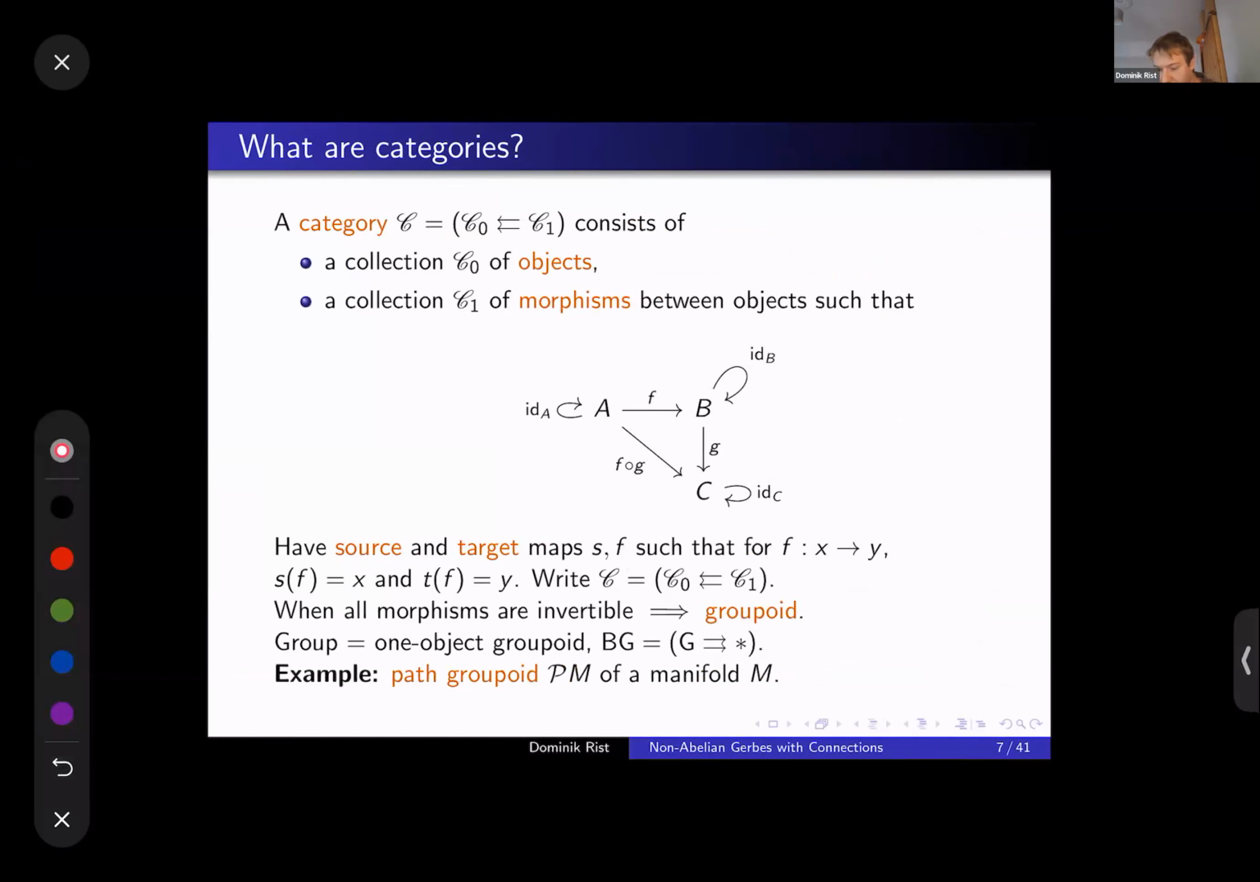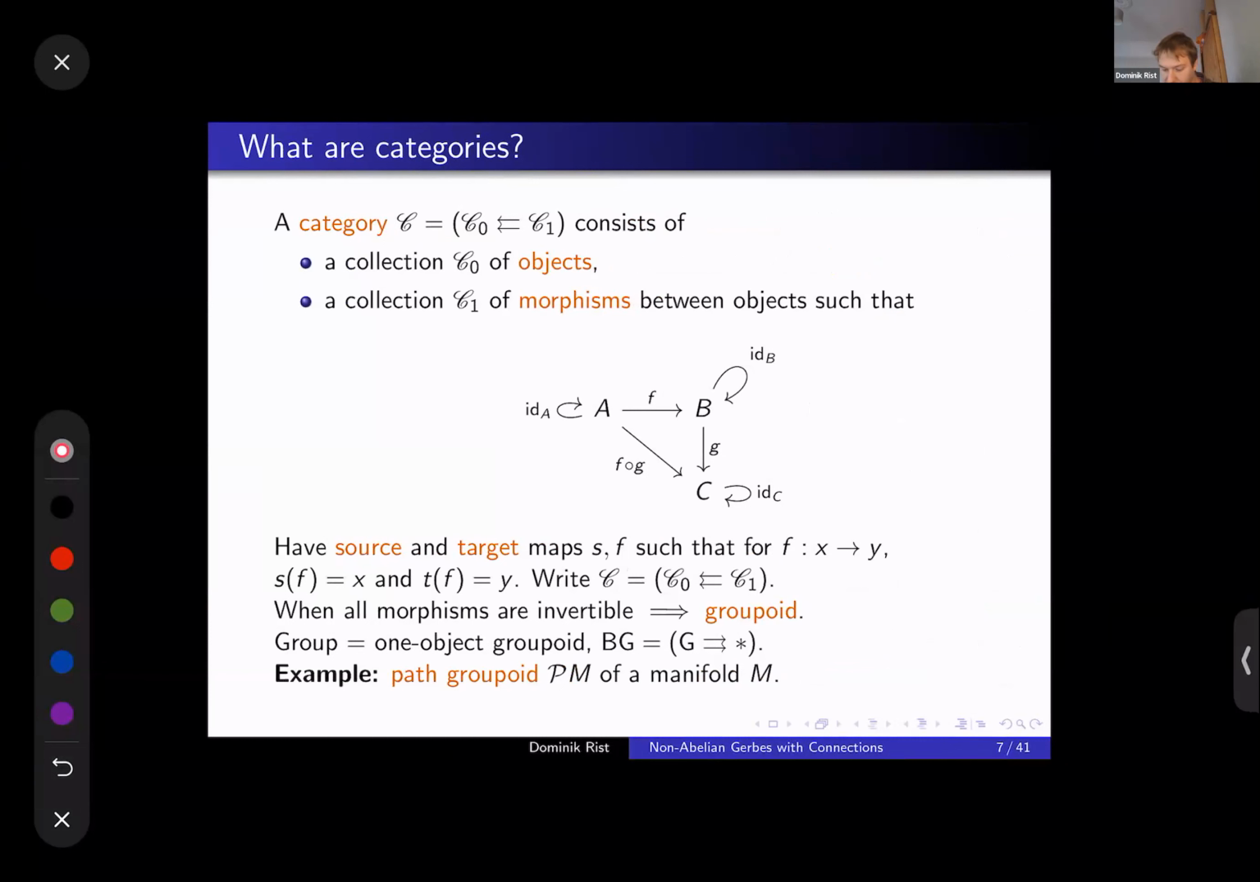When all the arrows are invertible, so when I can compose an arrow with its inverse and get the identity arrow, that means I have a groupoid. So how is this related to a group? Well, basically a group can be understood just as a one object groupoid.